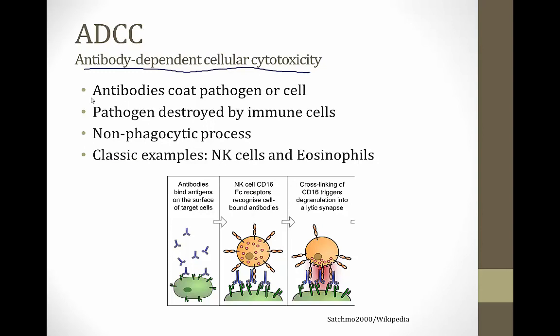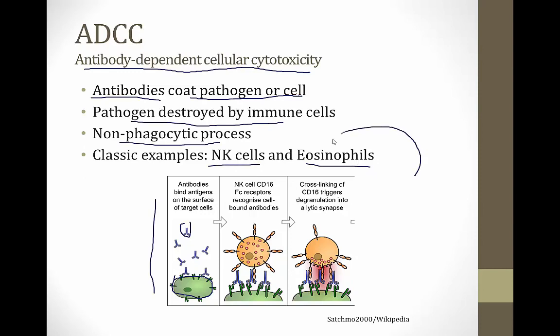In this process, antibodies, which are produced by B cells of the adaptive immune system, coat a pathogen or cell. And this is illustrated in this picture down here. IgG antibodies are coating this cell right here. The pathogen is then destroyed by immune cells in a non-phagocytotic process. And the classic example of the cells which kill the pathogen are natural killer cells or eosinophils.